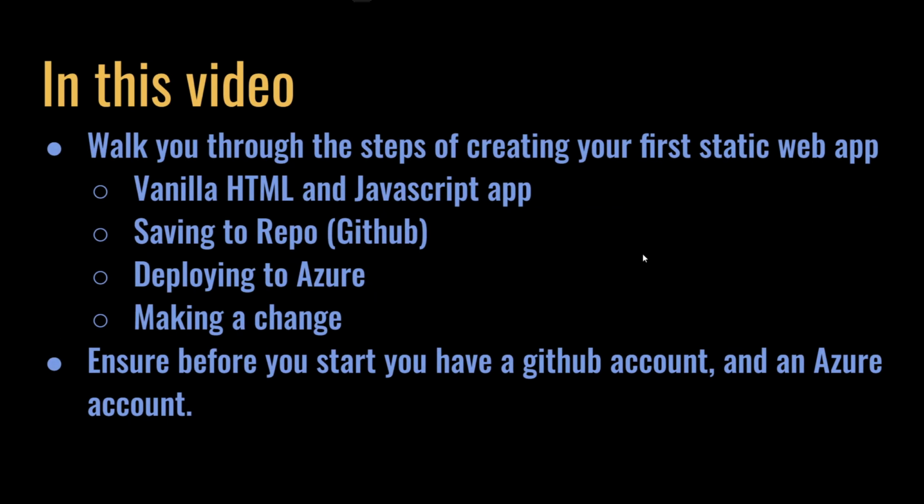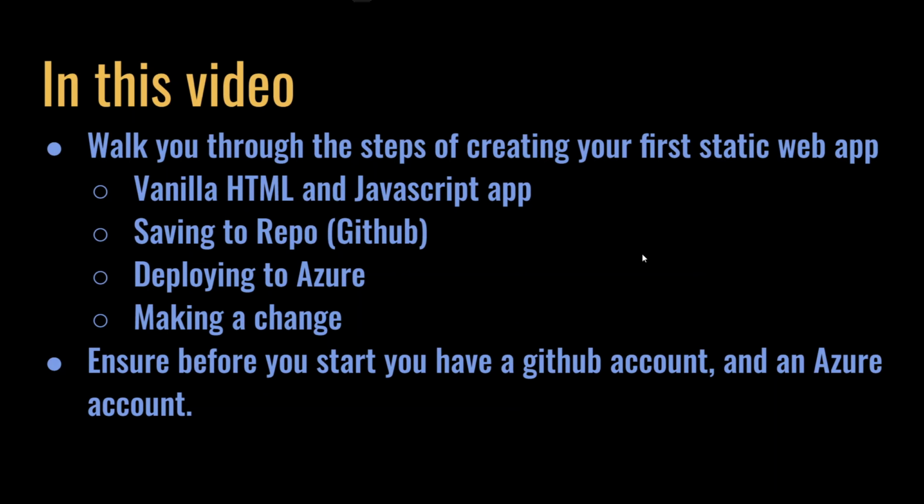So in this video we're going to walk through the steps of creating your first static web application. It's going to be vanilla HTML or JavaScript or some CSS. It's going to be very basic. We're not really interested in what the site looks like. It's just to show how you do the most basic of websites and push it all the way through to Azure. It's going to be saved into a repo so we can make changes and source control it. It's going to deploy automatically to Azure. And like I said, we're going to make a couple of changes just to show how the pipeline is automatic. Every time you check in, the site will eventually update.